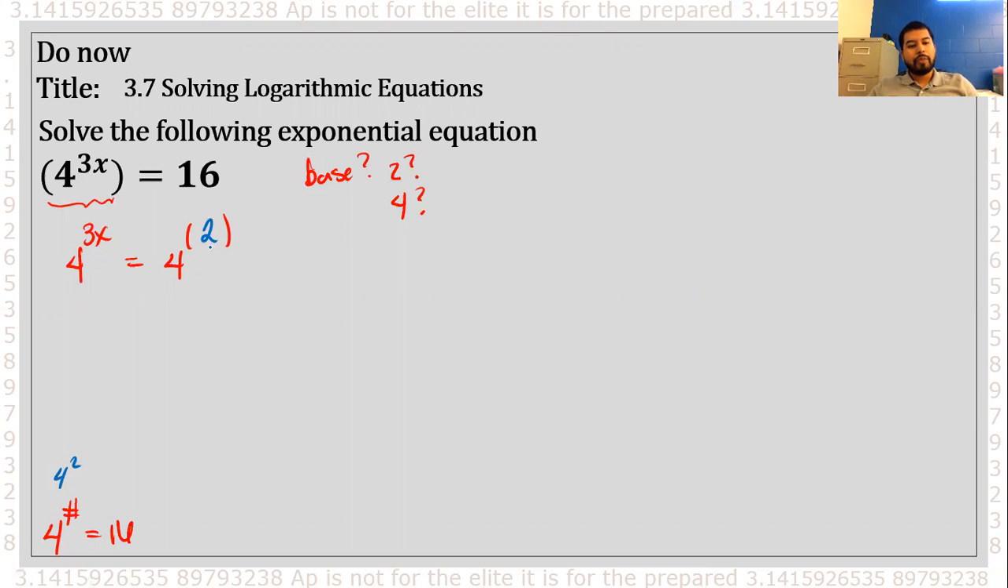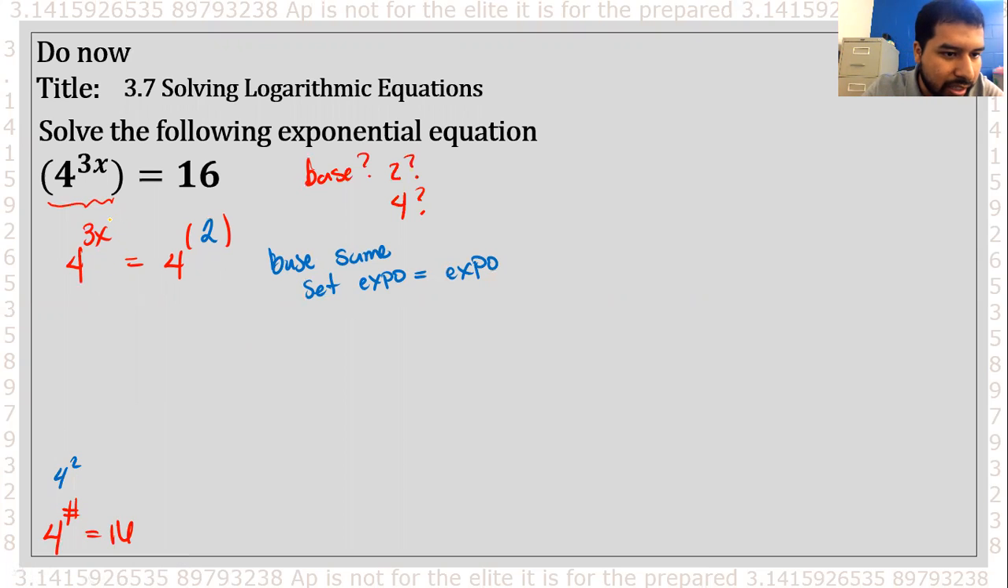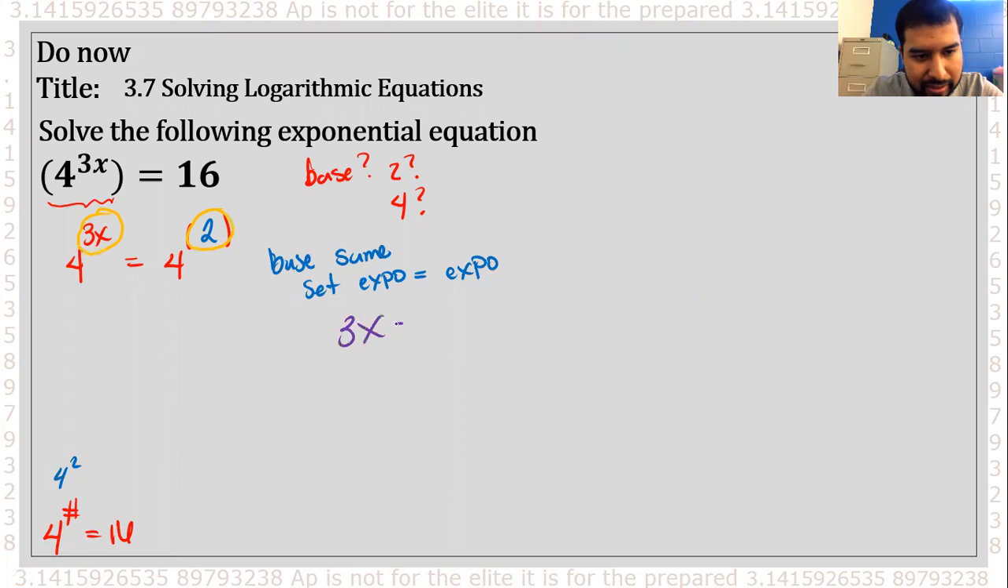Now we have the same bases, right? Therefore, we can set the exponents equal to each other. The exponent on the left is this 3x right here, and the exponent on the right is 2. Setting them equal to each other, we have 3x is equal to 2, and all I have to do now is solve for x.